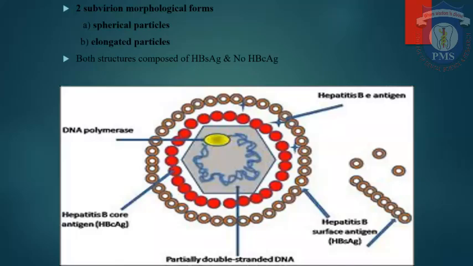Two subvirion morphological forms are there, that are spherical particles and elongated particles. Both of these structures are composed of HBs antigen, that is surface antigen, and have no HBc antigen, that is core antigen. So this is the structure showing hepatitis B virus. Surface antigen is there, core antigen is there, precore antigen is there, and an inner nucleocapsid core which contains double-stranded DNA and DNA-dependent DNA polymerase.